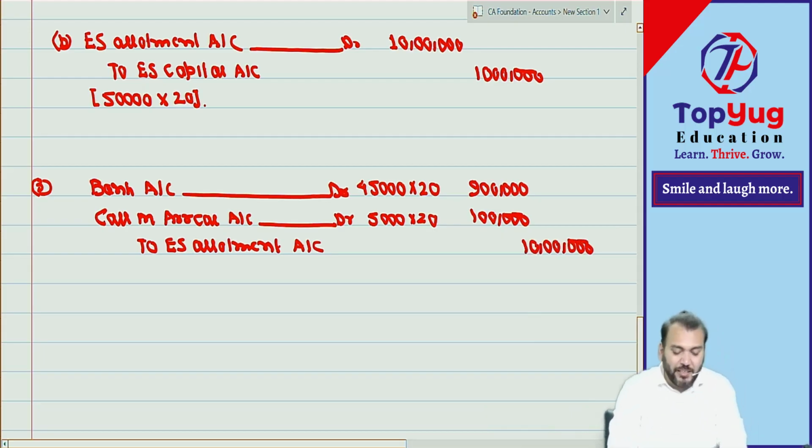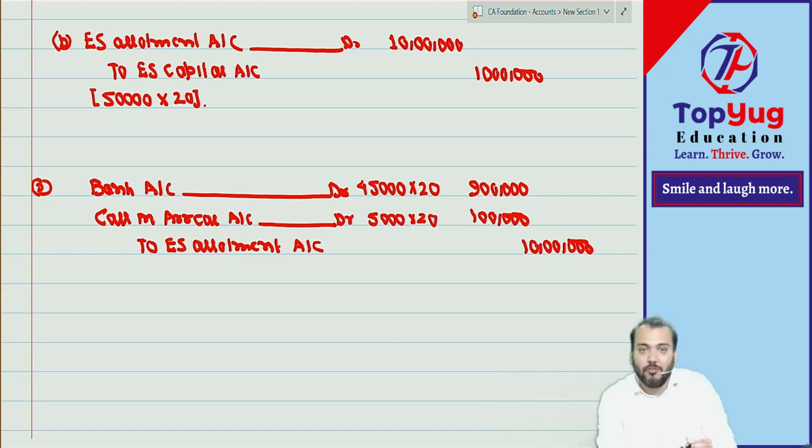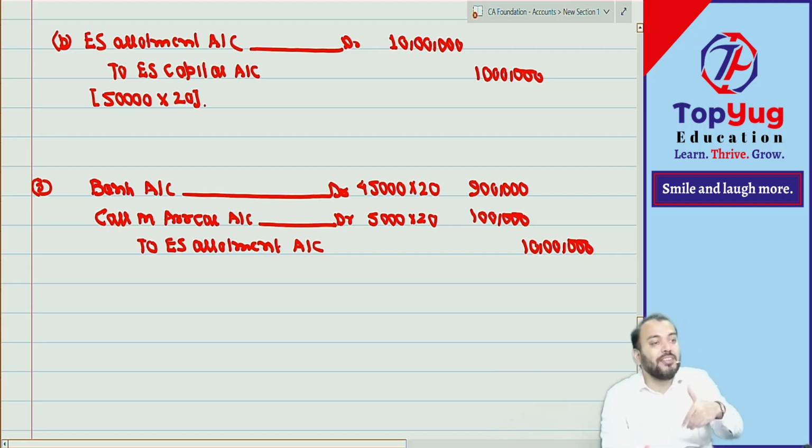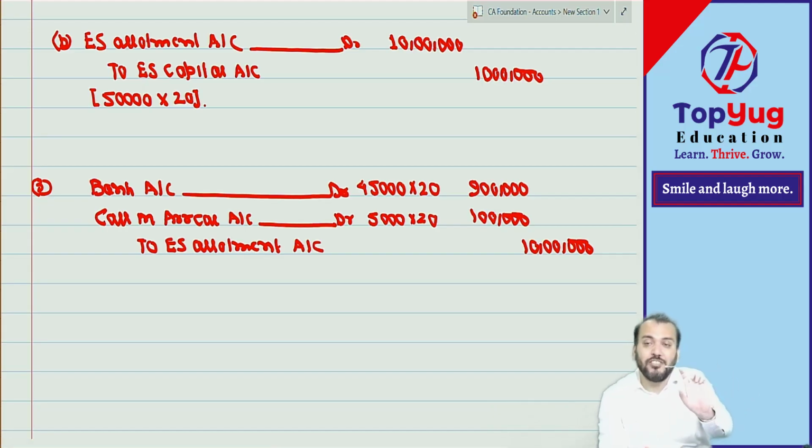Have you understood this journal entry? One new account came, calls in arrear account. Yes, the calls in arrear account will always be debited initially, because that is the amount receivable from shareholders. But when we say calls in arrear, it means amount due but not yet received. That is calls in arrear.